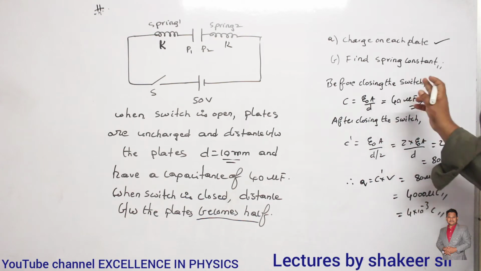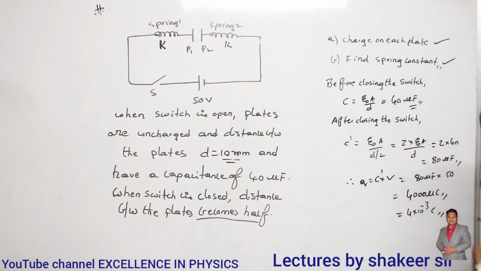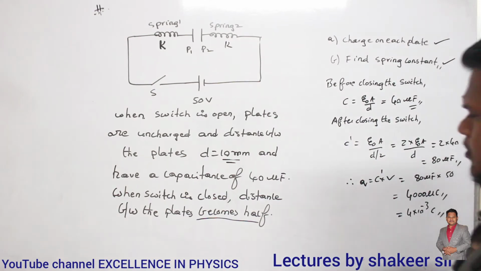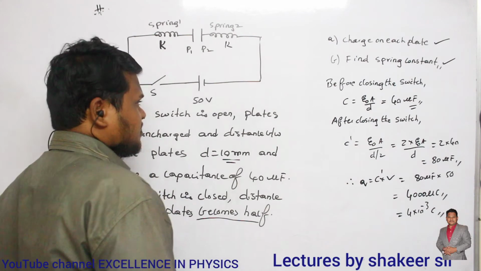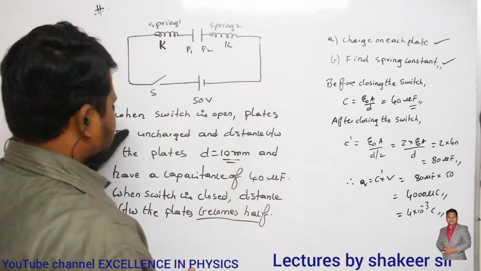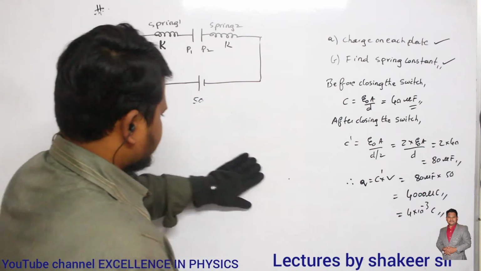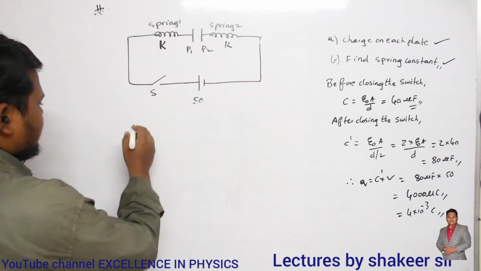Okay ma? So first make a note up to here, then we will do the second question. Find the spring constant. So see ma, now what is the second question? The second question is to find the spring constant. So can you say how I can calculate the spring constant ma?